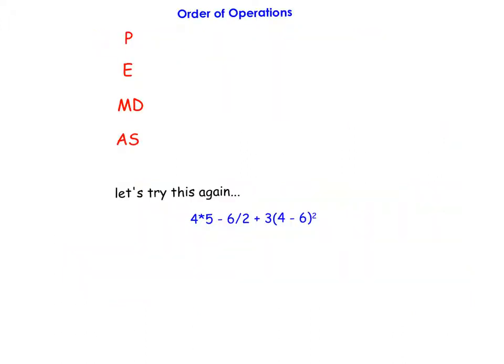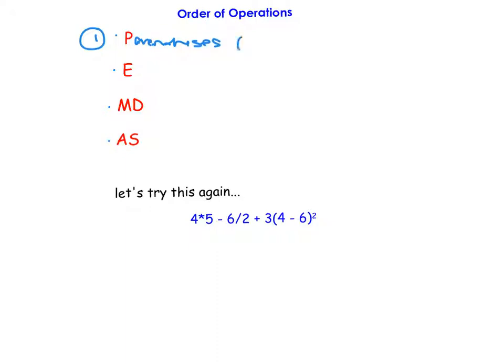So in order to easily remember the order of operations, mathematicians came up with the acronym of PEMDAS. And this is P, E, M and D on the same level, and A and S on the same level. And each one of those letters stands for a math operation, and we do them in order. So the P is what comes first, and the P stands for parentheses.